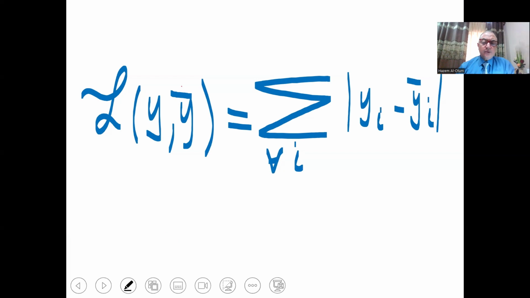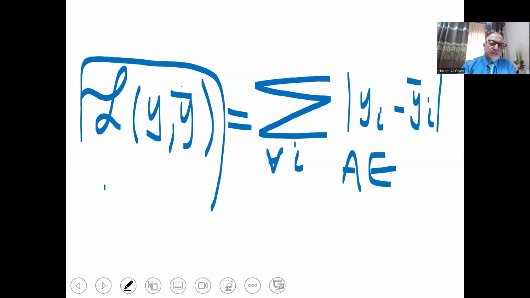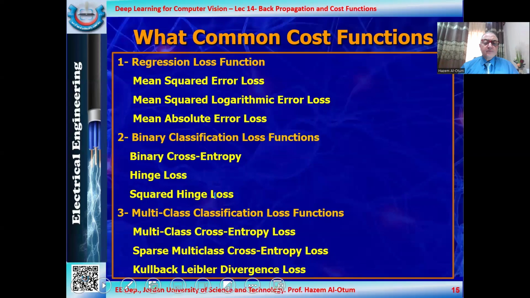Okay. So our cost function in this case is the absolute error function, and the loss function used here is the cost function that will be implemented in this situation. What are the types of loss functions that can be used? You can see here we have a lot of different cost functions that can be used.